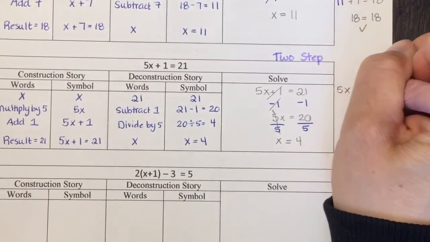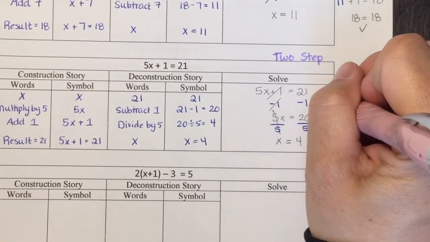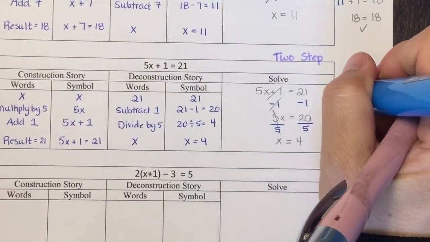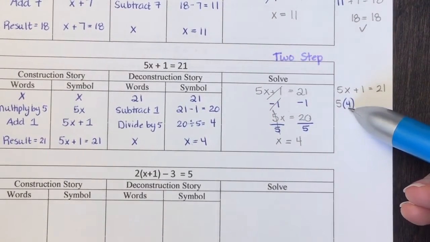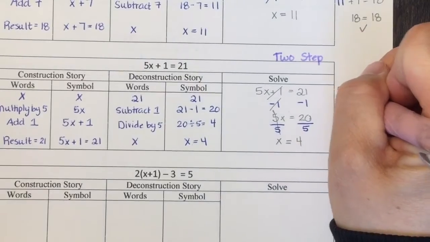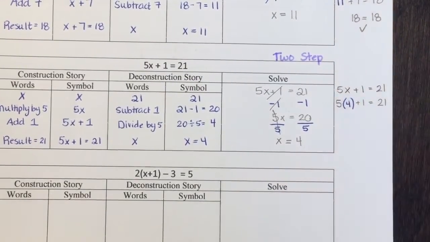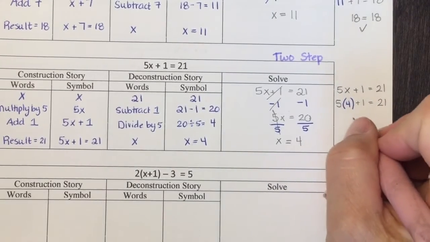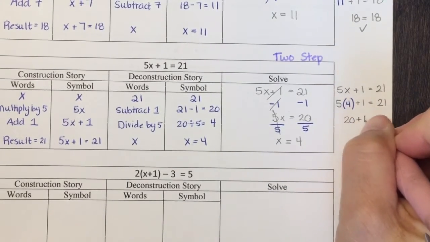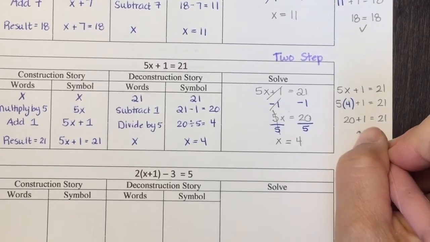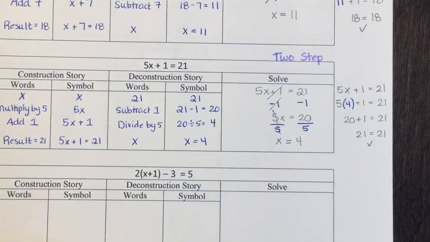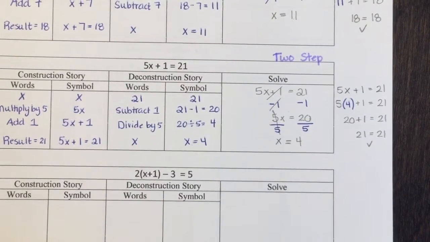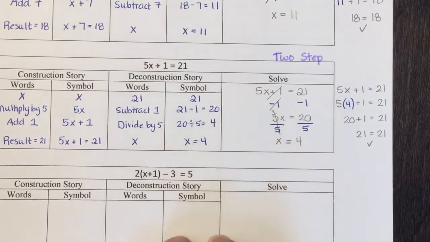5x plus 1 equals 21. 5, and then I replace the x with a 4. And notice how I'm using parentheses to show multiplication. Plus 1 equals 21. And then I can follow my order of operations, right? 5 times 4 is 20. Plus 1 equals 21. 20 plus 1 is 21. Hey-o! Right on. We got it. Okay? Nice. So that's how you do a two-step problem.